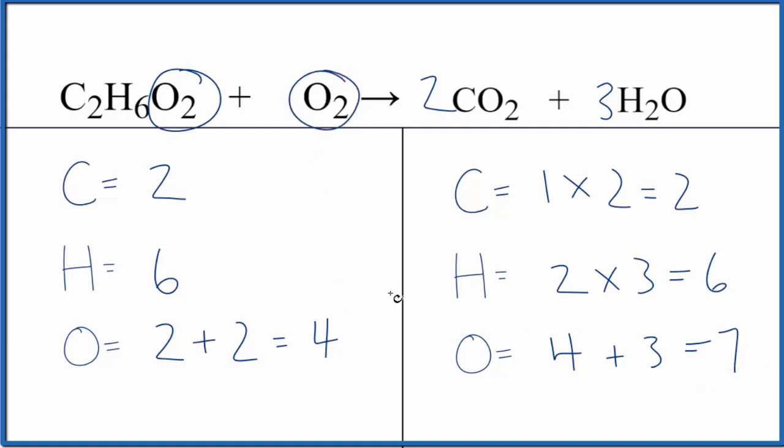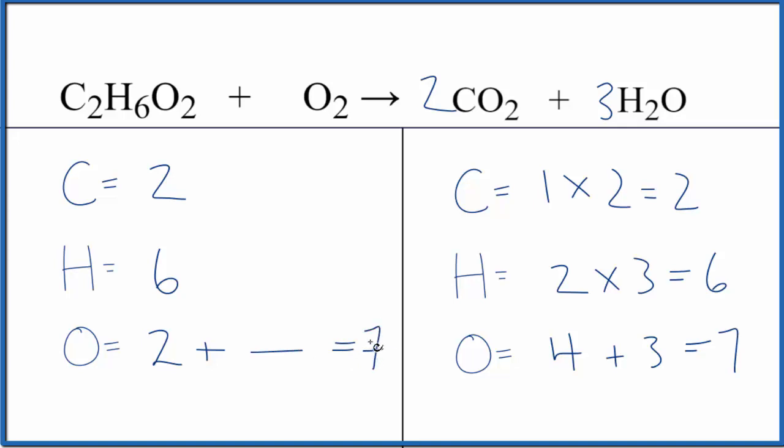So how do we do that? Let's think of it this way. We have the 2 here, so we don't want to change this. This would change the carbons and hydrogens. So 2 plus something is going to equal 7. 2 plus some number will equal 7. So we know 2 plus 5 equals 7. Let's put 5 over 2.